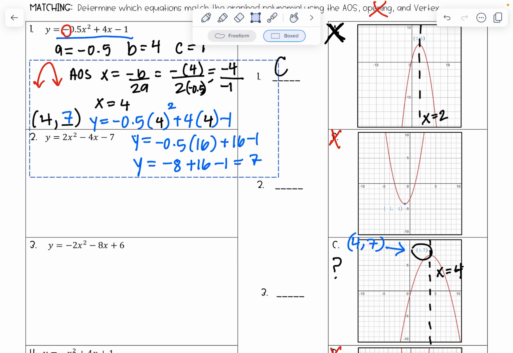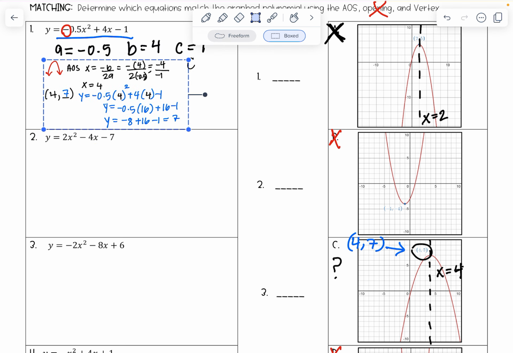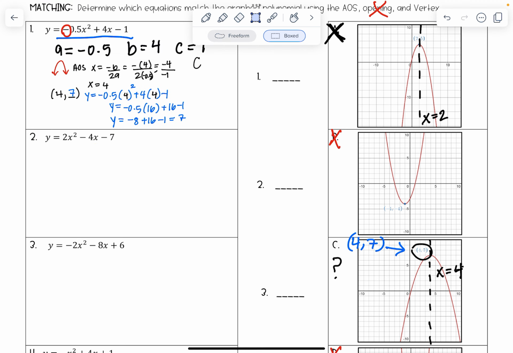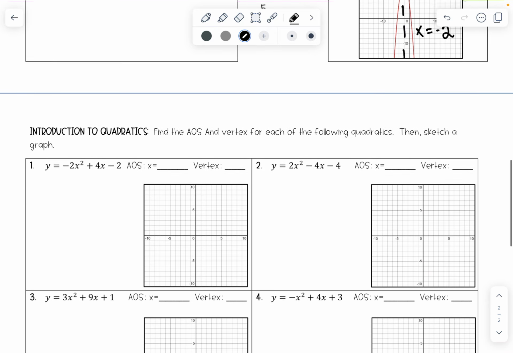Using all of this, you should be able to work through and use the strategies we've shown here, like the process of elimination, to determine which equations match for each graph, or which graph matches each equation on problems 2, 3, 4, and 5.